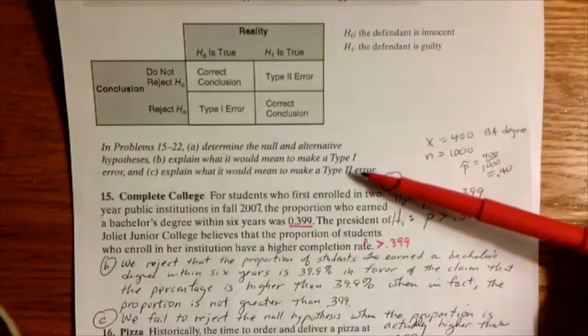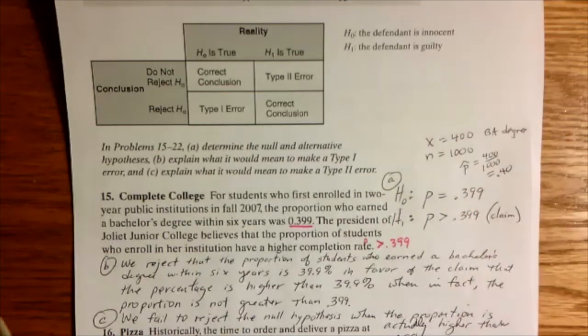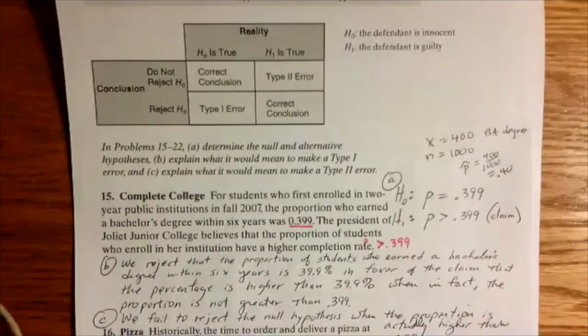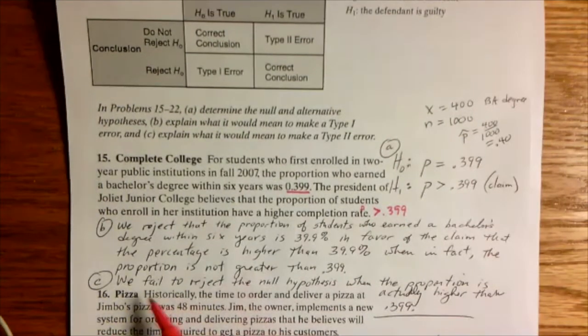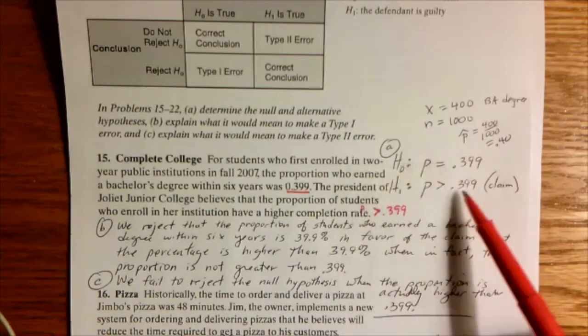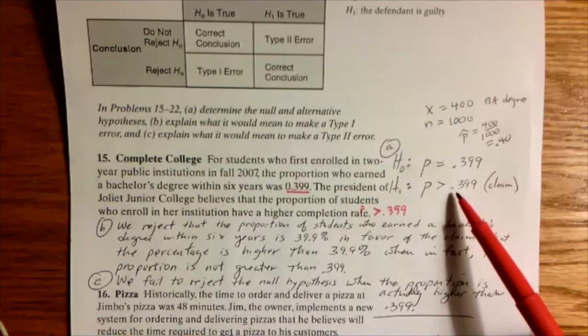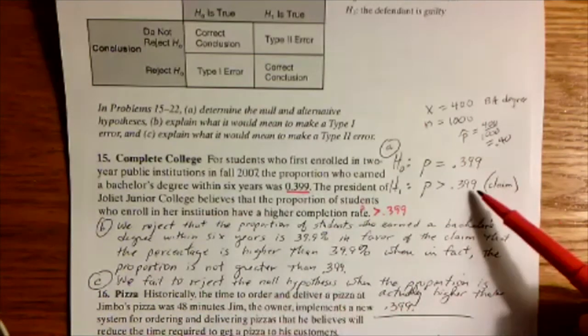Okay, and part C says, explain what it would mean to make a type 2 error. Now, type 2 error is the one when we fail to reject the null hypothesis when it's false. So the null hypothesis is false. We should have rejected it in favor of the alternative that was true, but we didn't because of the sample that we selected. All right, so then you just write that up again in the context of the situation. So in this case, we failed to reject the null hypothesis when the alternative hypothesis is in fact true. So again, we made this error. So we failed to reject the null hypothesis when in fact the proportion is actually higher than 0.399.